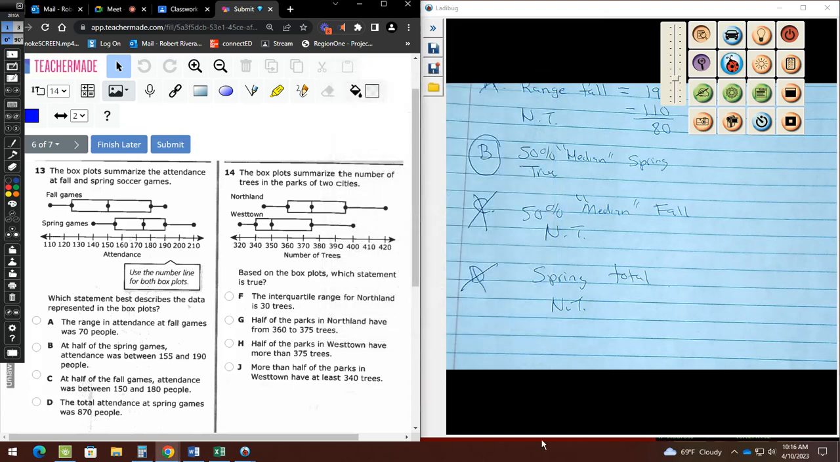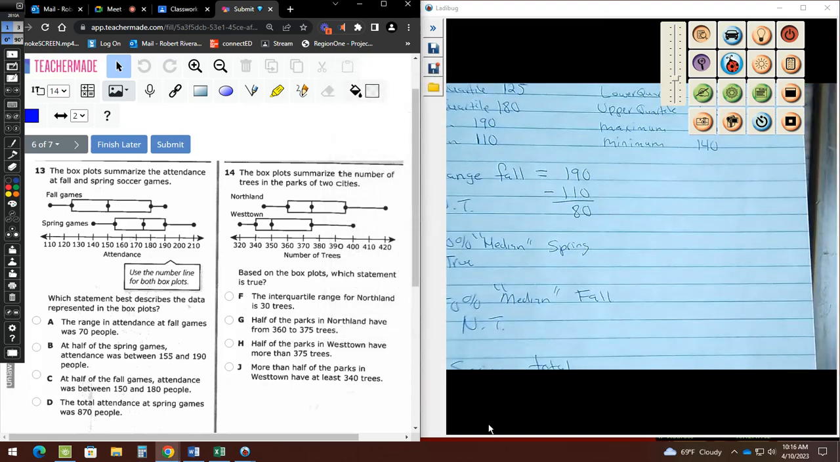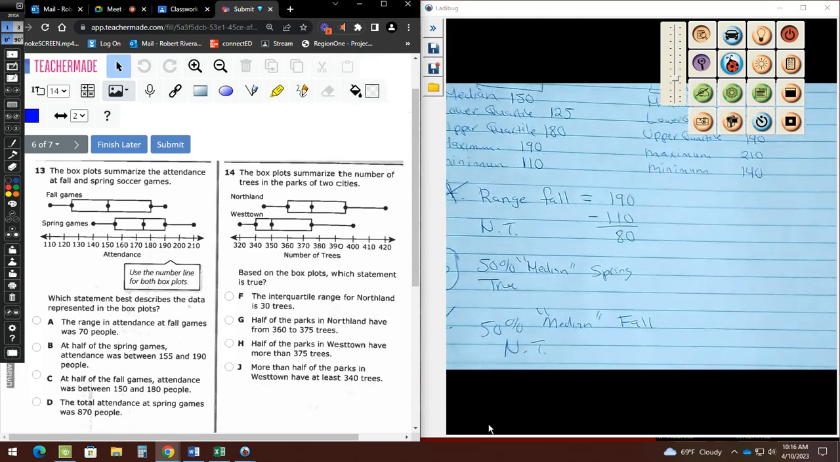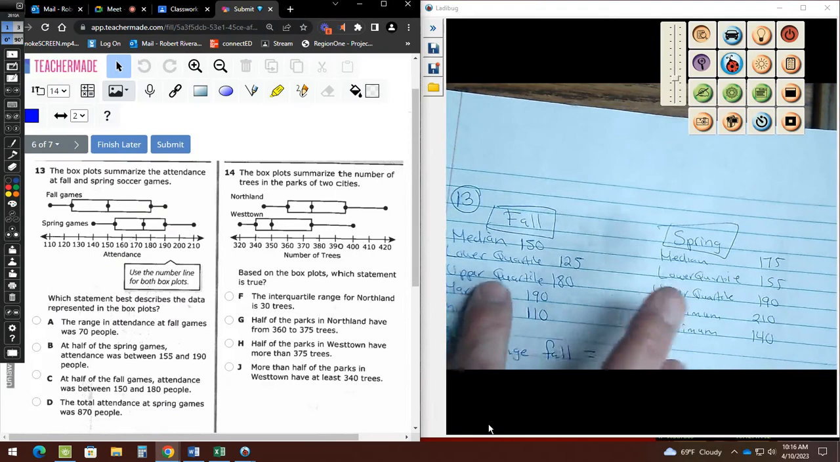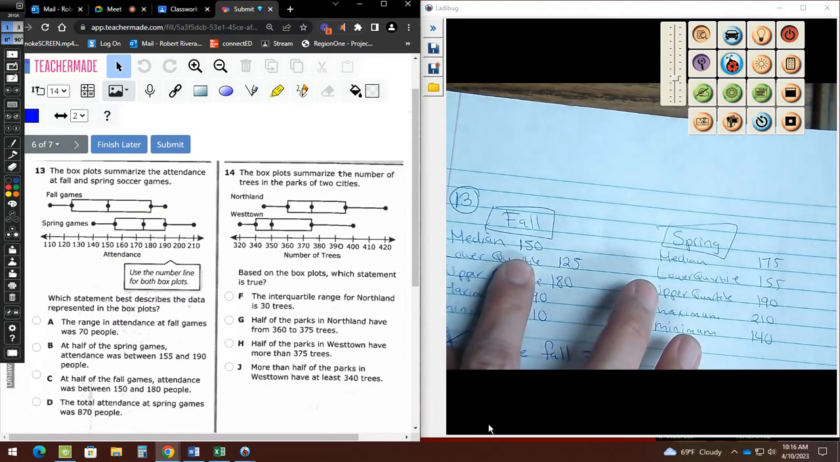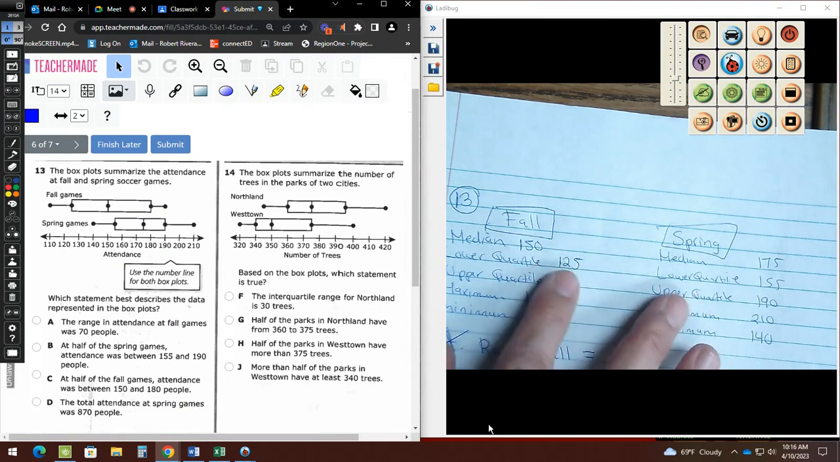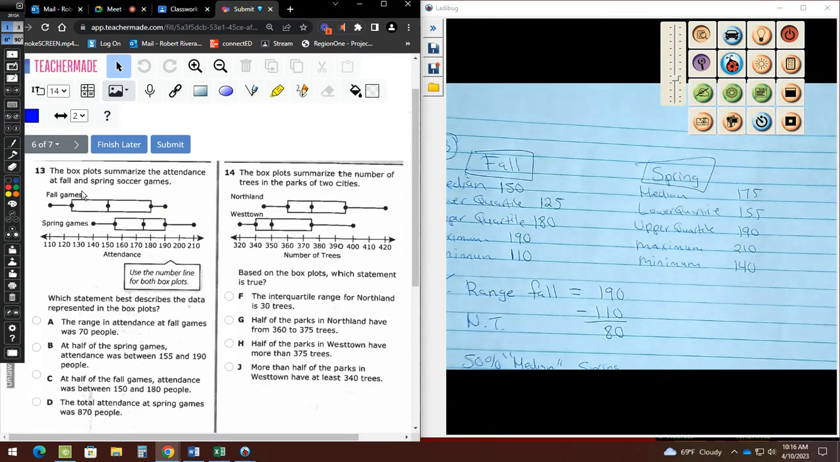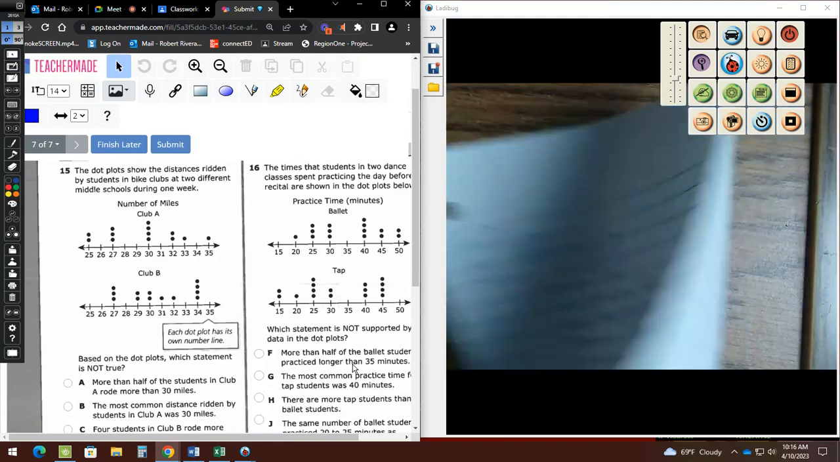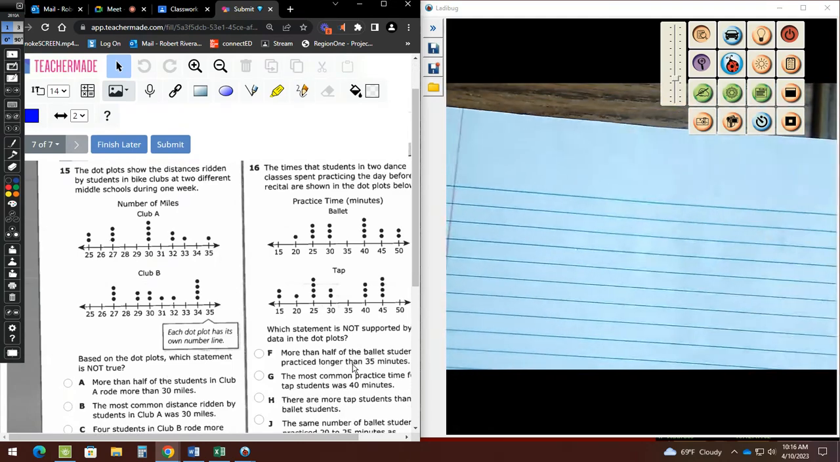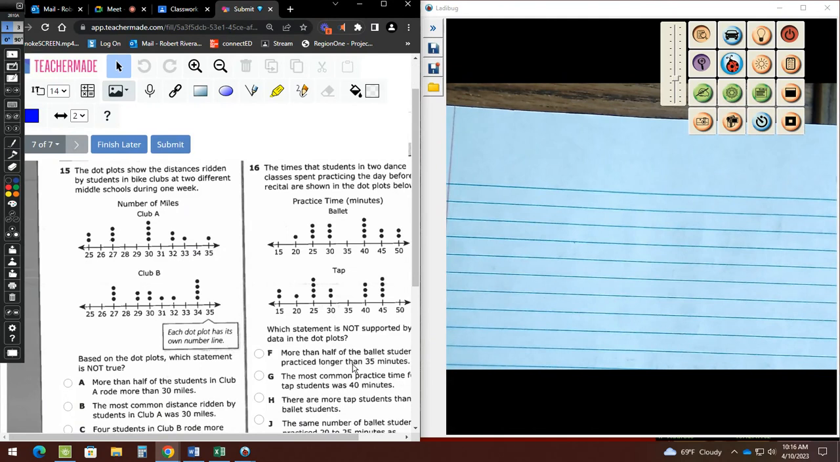Okay. Questions with number 13. 14 is for homework, exactly what I did. Remember, when you do this, you're gonna create two sections. One that's called fall and spring, because yours is gonna be called Northland and West Town. Okay? The last page. Two dot plots. So guess what? I need to create two sections again. When they use two dot plots, I need to create two of them.